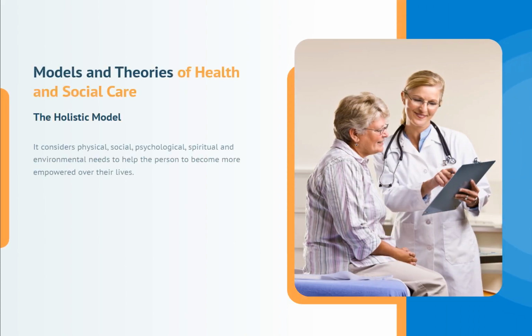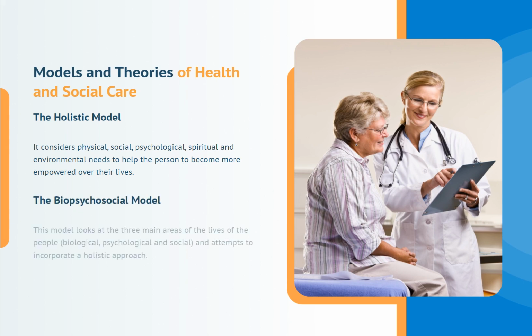The holistic model. It considers physical, social, psychological, spiritual and environmental needs to help the person to become more empowered over their lives. The biopsychosocial model. This model looks at the three main areas of the lives of the people: biological, psychological, and social, and attempts to incorporate a holistic approach.